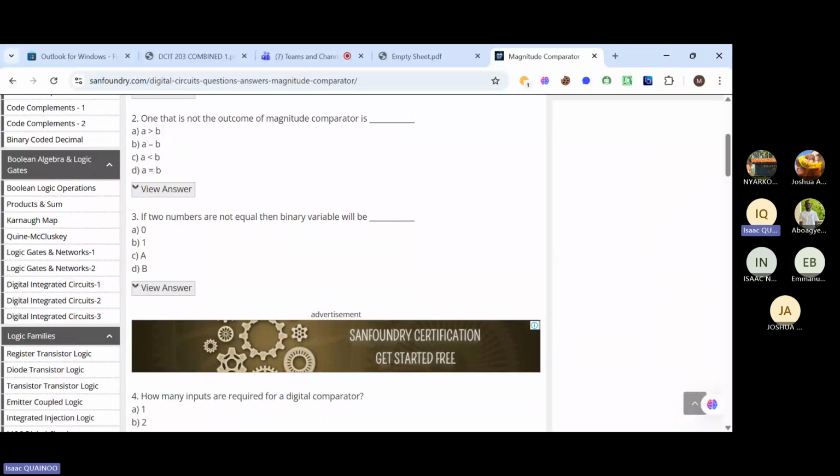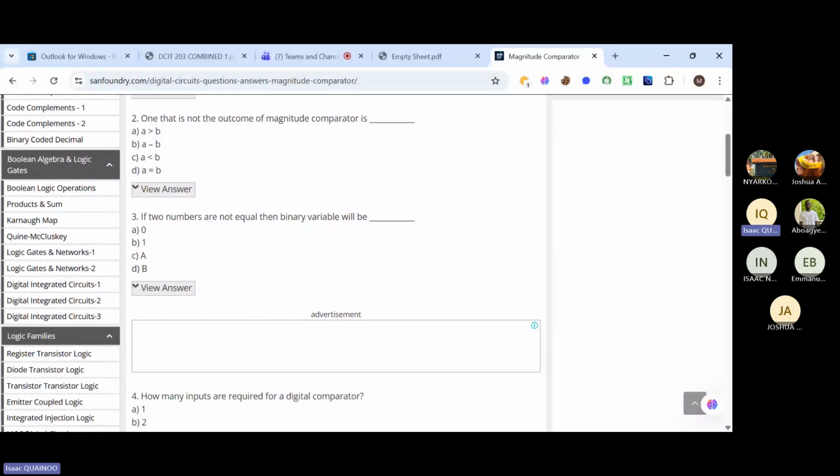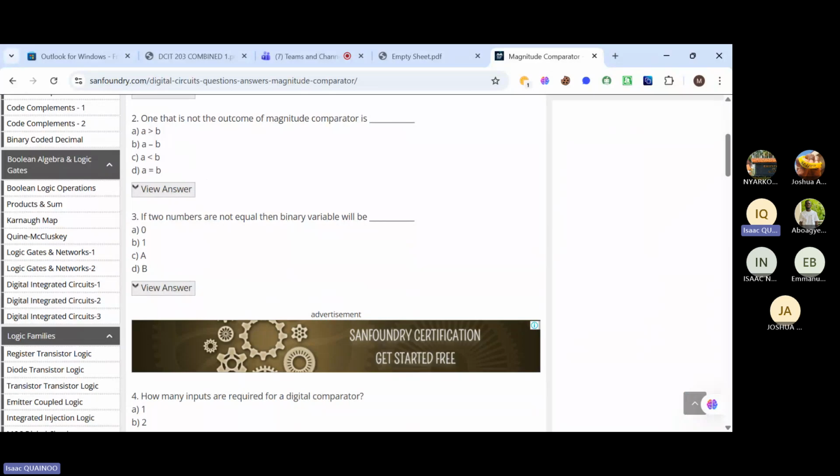So I think this is a typo probably. Which one of these is not the outcome of a magnitude comparator? We have A, A is greater than B; B, B is lesser than B; C, A minus B; C, A is lesser than B; and D, A equals B.